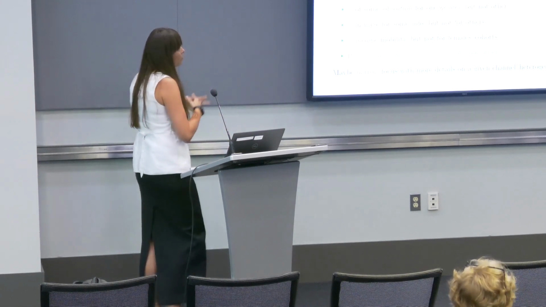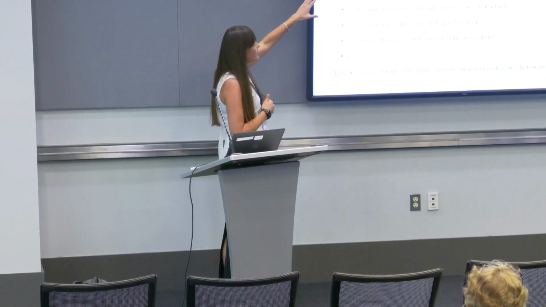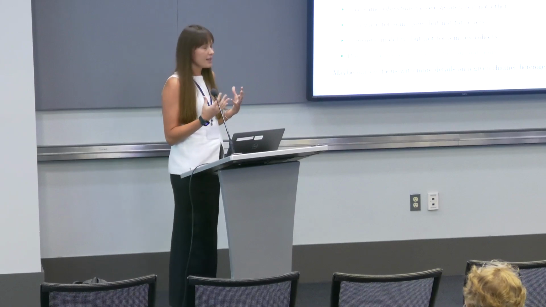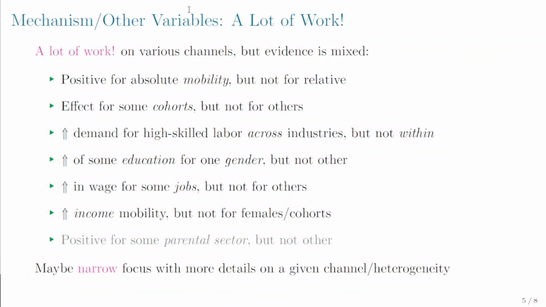And this comes to my big comment on the mechanism and other variables. Again, a lot of work was done on various channels, but the evidence is mixed. And I think giving the reader the big picture and synthesizing all of this would be very helpful. When I say synthesize, it's because once we look at the results, it's positive for absolute mobility, but not for the relative. The effect is positive for some cohorts, but not for others. Again, there is demand for high-skilled labor across industries, but not within, and so on. So maybe narrowing down the focus with more details on a given channel or heterogeneity would actually make the paper stronger. So this would be one of my suggestions.